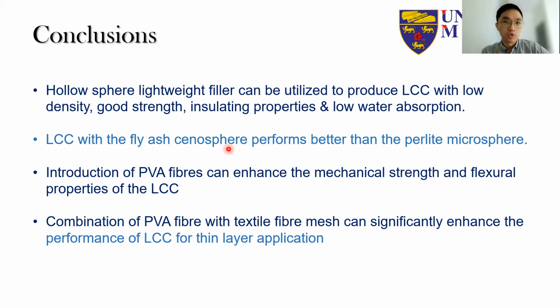But to further improve this without using even more fibers, we combine this with the use of textile mesh, and we find that when we use 2 layers and 4 layers of mesh together with the LCC with the PVA fibers, the overall flexural performance and the ductility is much improved. We can even get strain hardening. And this will be particularly useful if we are using it for thin applications, right? Because textile reinforced systems are usually for thin layer applications or thin structures.